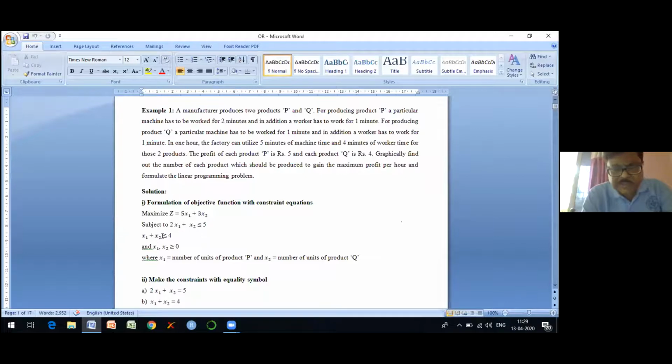In case of the second constraint, what we are writing is x1 plus x2 equal to 4. So what we have done? We have done this only for the two constraints which were in inequality form. We have converted these constraints into equality form.